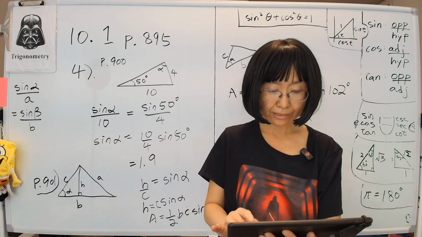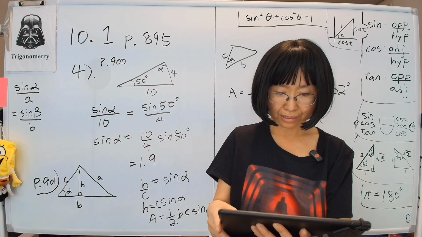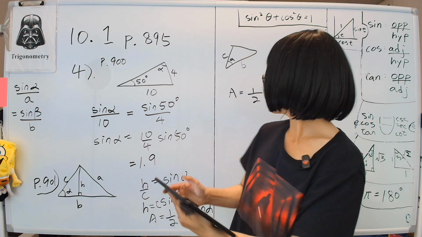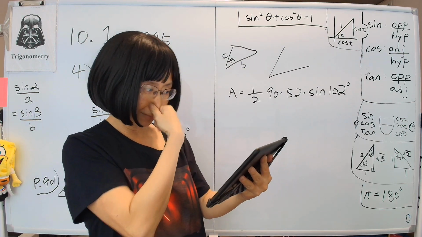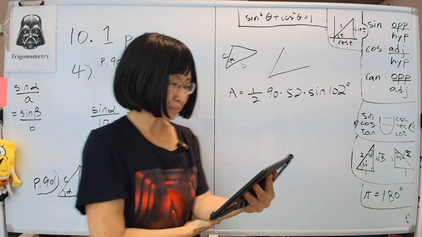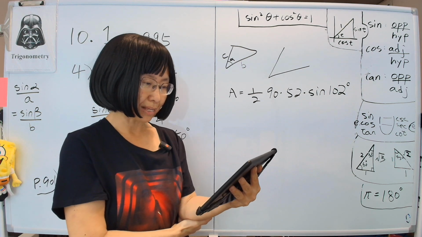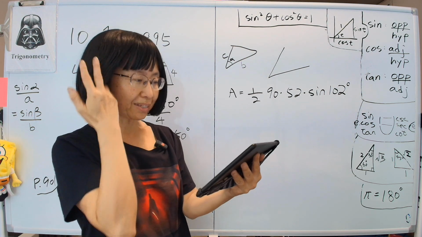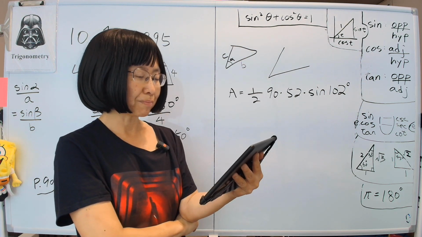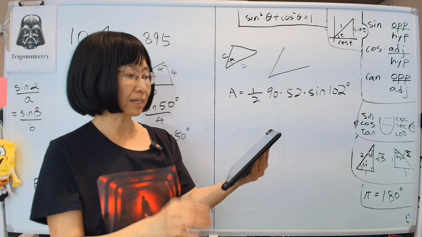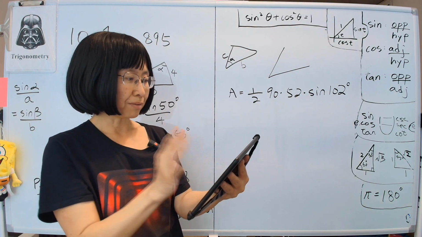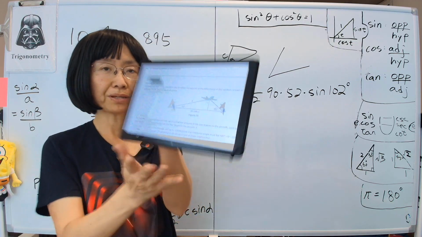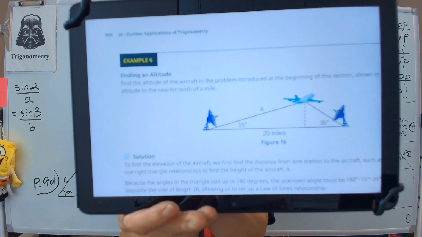And next, let's look at example 6 on the following page. I still have some space here. Okay, example 6 says that we have some kind of object, an airplane, that is up there, and then we can measure the angle of elevation looking up at it, as the picture shows. I'm on example 6 on page 902 in your book right here.